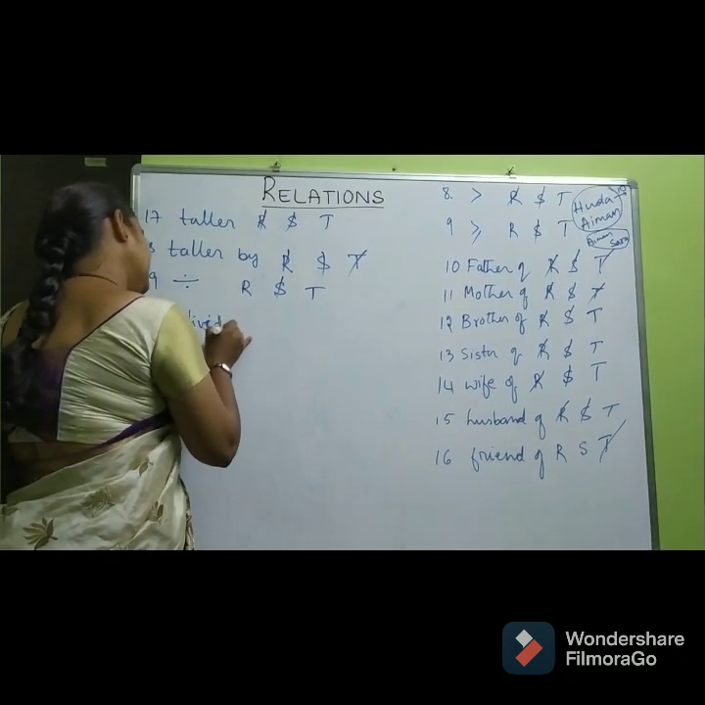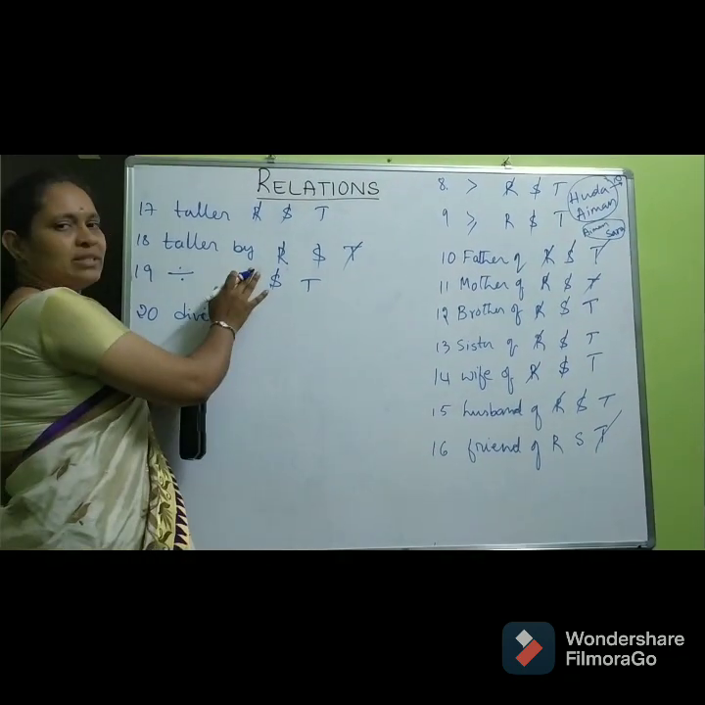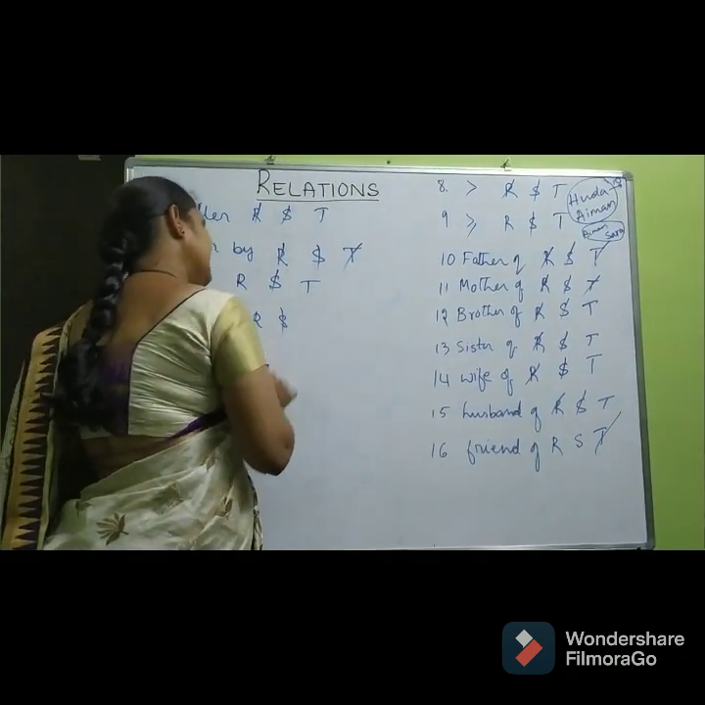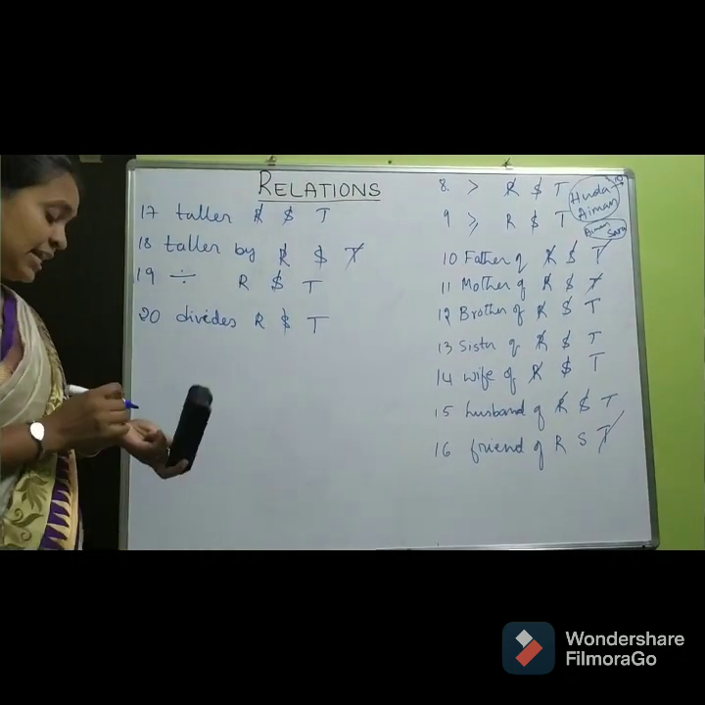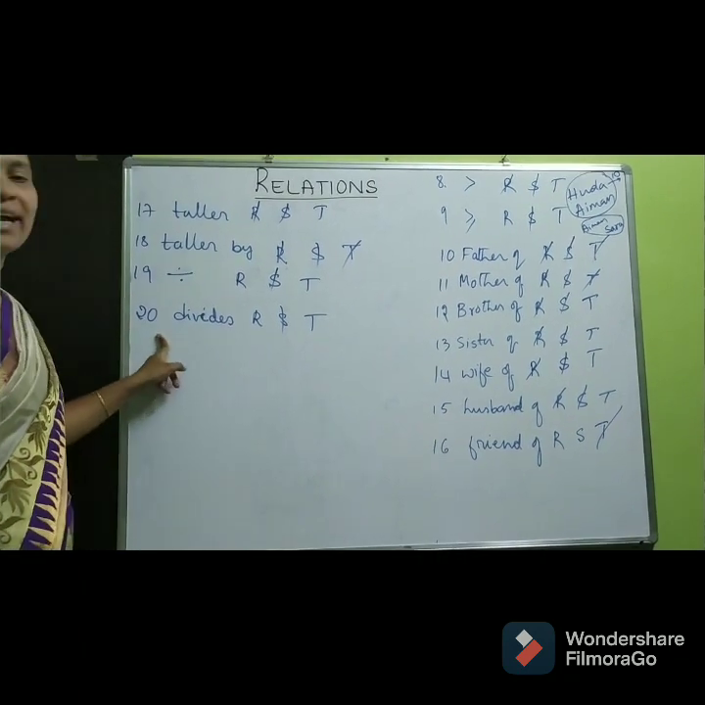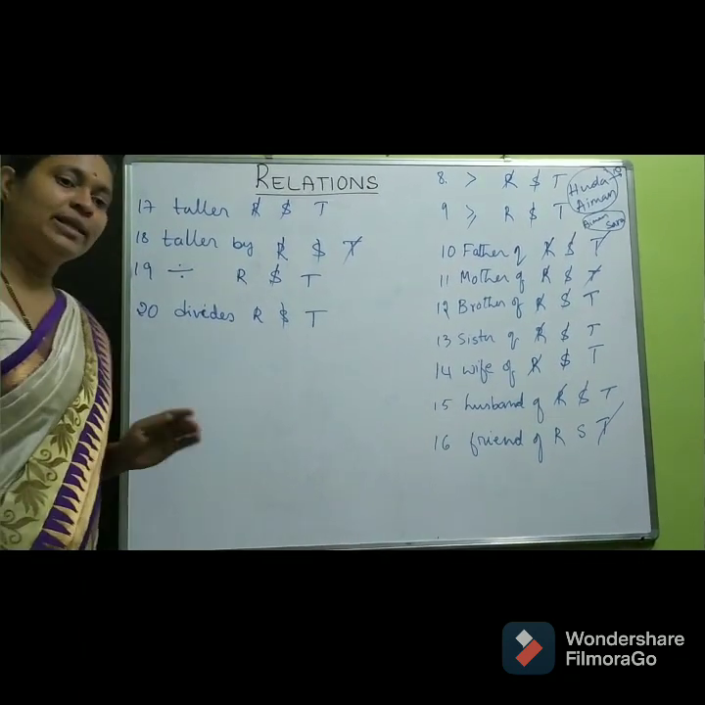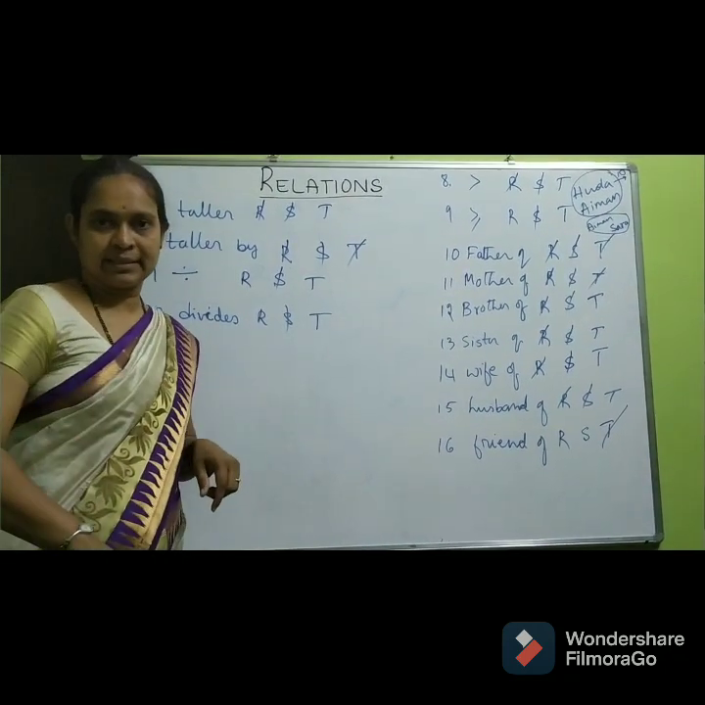Okay. Next, 20 is divides. You now know what is meant by divisible by and divides. Divides also has the same discussion: reflexive, not symmetric, transitive. If you practice all these 20 I have given, then you will get some confidence to decide reflexive, symmetric, transitive.